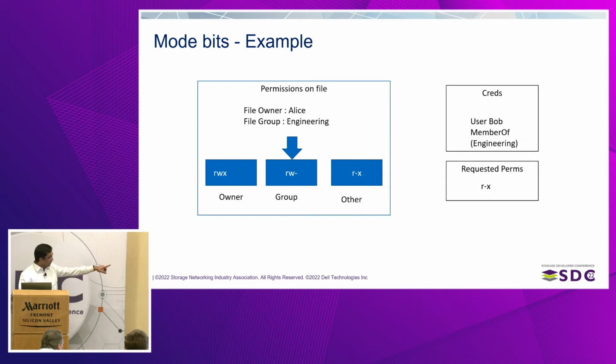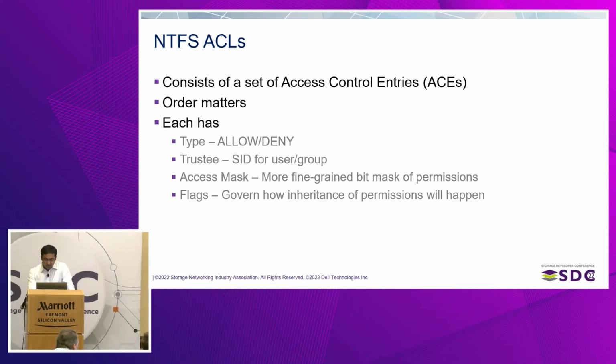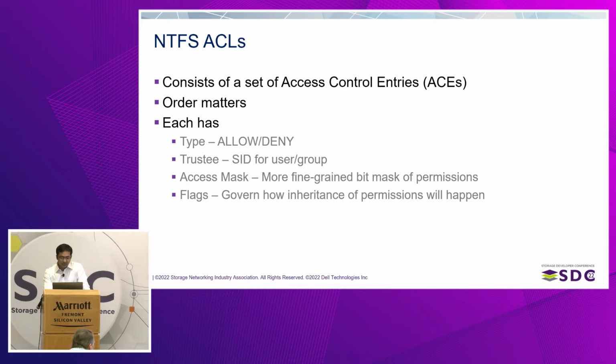So, this particular file permission, I'll try to replicate it in NTFS a little later. Okay, now we look at NTFS ACLs. An ACL basically consists of a set of ACEs. Order matters. There's no predefined order per se, but the order is specified by the ACL creator. We'll look at some examples later.